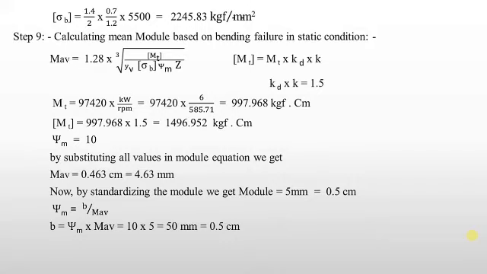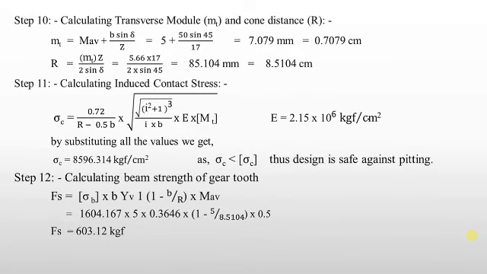By substituting the value of psi m and mean module, we get B is equal to 50, equal to 0.5 centimeter. Step 10. Calculating transverse module MT and cone distance R. MT is equal to MAV plus B into sine delta upon Z, equals 5 plus 50 into sine 45 upon 70, which gives the value of MT is equal to 7.079 mm.